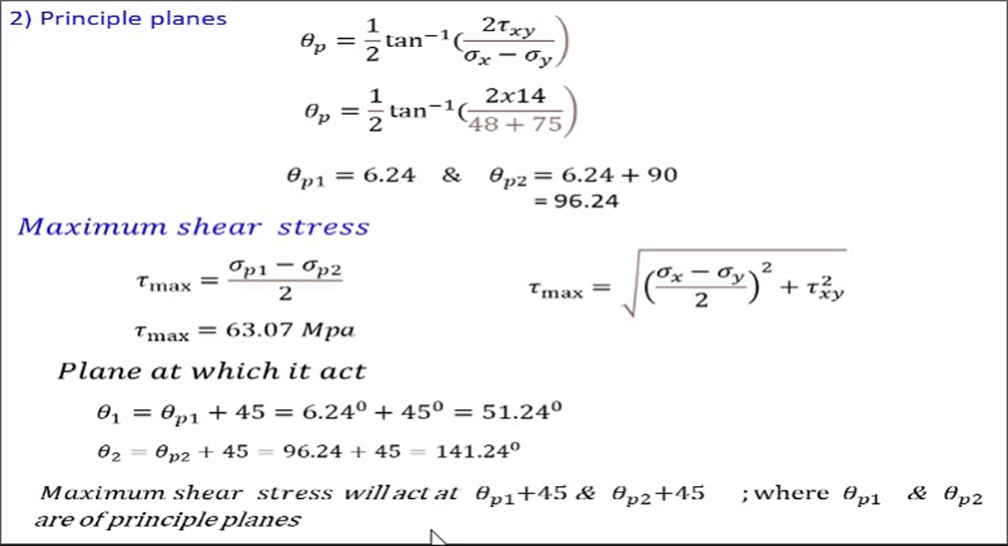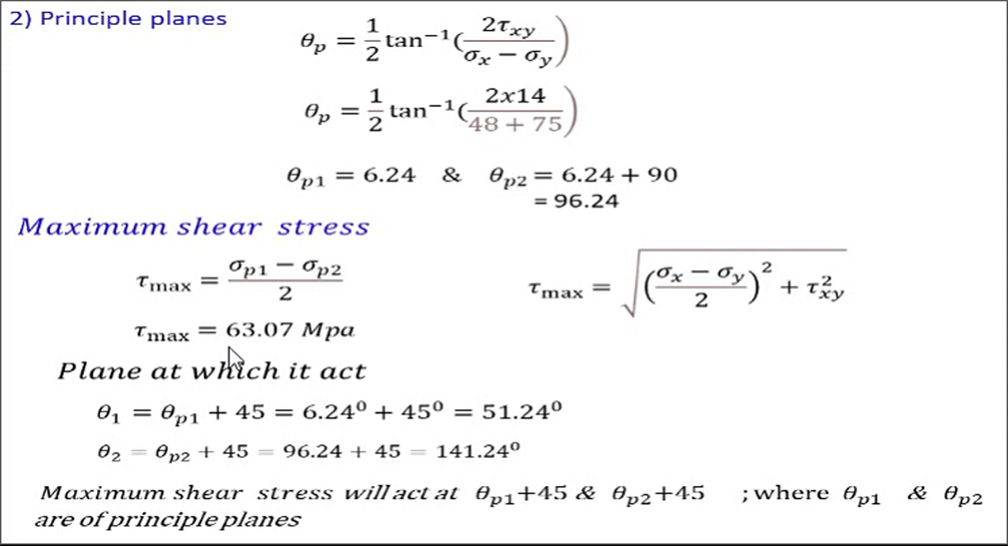After that, the maximum shear stress. We know the formula: sigma p1 minus sigma p2 divided by 2, and also the other relation, the square root of, sigma x minus sigma y divided by 2 bracket squared, plus tau xy squared. You can use either relation to find the maximum shear stress. So tau max, after putting in the values of stress, is 63.07 MPa. This is the maximum shear stress.